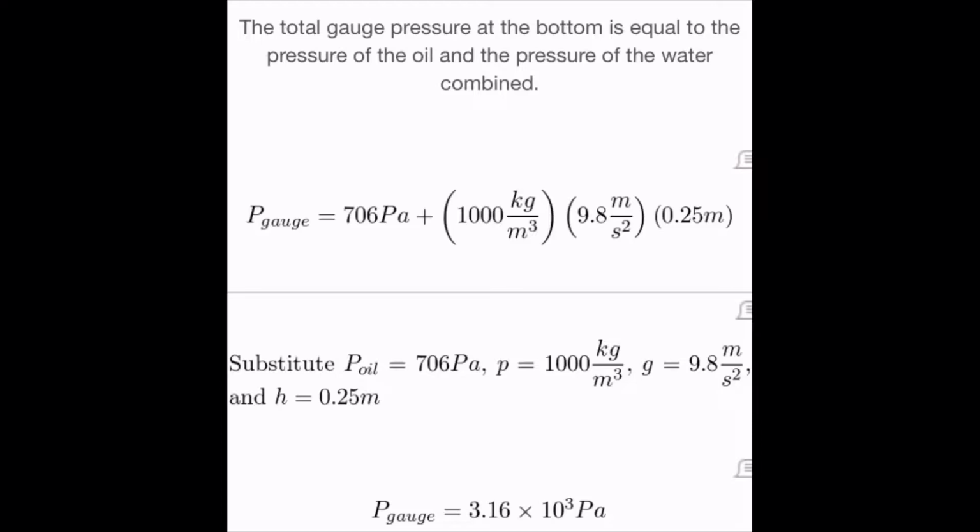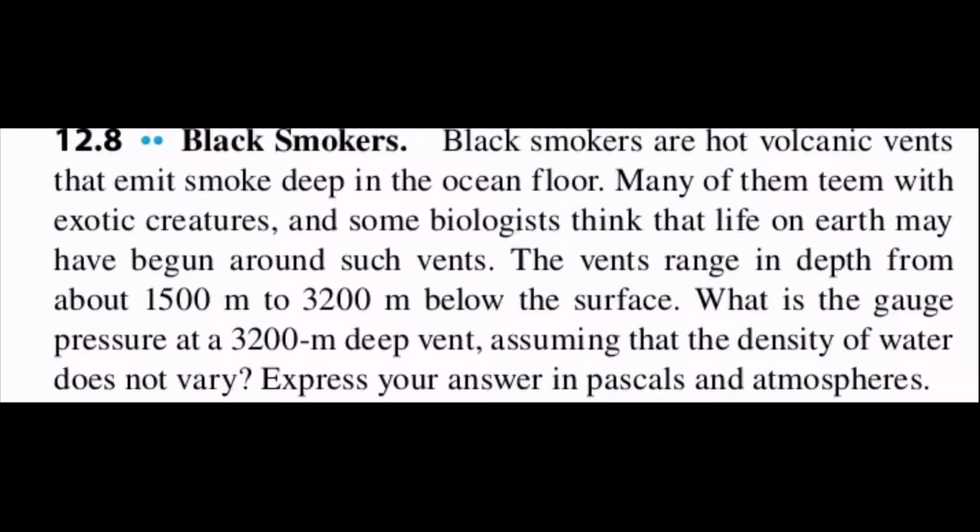2450 Pascal. Now, for the final step, let's add the two pressures to get the total gauge pressure at the bottom of the barrel. We would arrive at a final answer of 3.16 times 10 to the 3 Pascal. Now there you have it. Now for our last question.